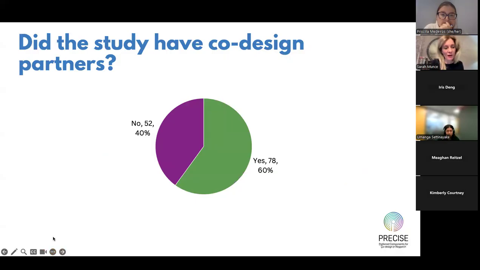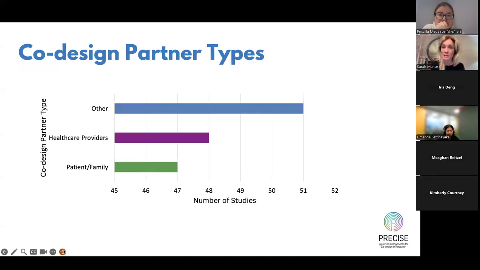This finding, again, I think is interesting, but if you know the literature and are familiar with some similar reviews, not surprising. Actually, in 40% of the studies, there was no evidence of co-design partners. And by co-design partners, we meant those individuals that had a decision-making role in the study. The next set of results relates to those studies that did identify partners, where there was evidence of partnership. We saw lots of heterogeneity in terms of the partners involved.